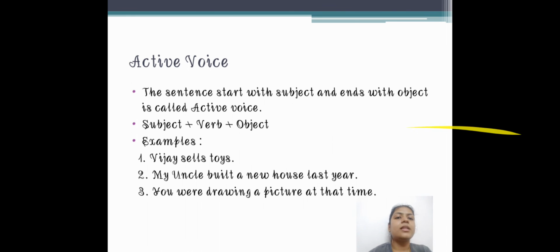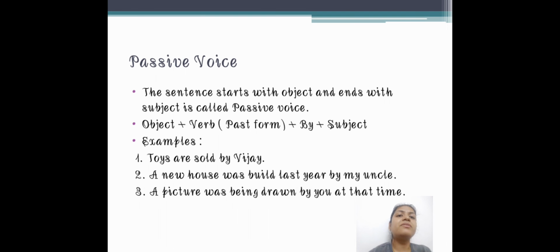Next example: my uncle built a new house last year. My uncle is the subject, built is the verb, a new house is the object. Now first let us decide which type of sentence it is. Built, the simple past tense, right? So when we change it into a passive voice sentence, we will begin the sentence with a new house, because the object is a new house.